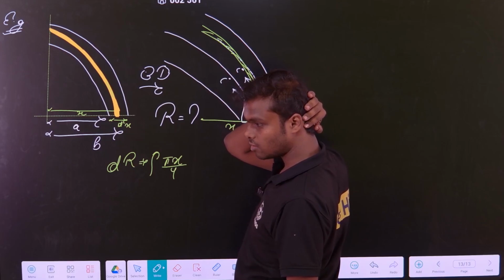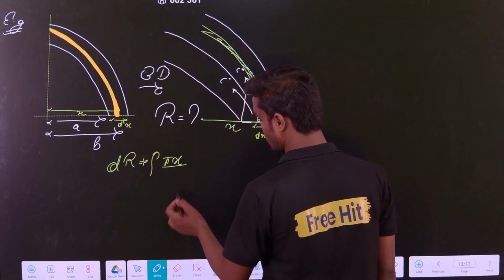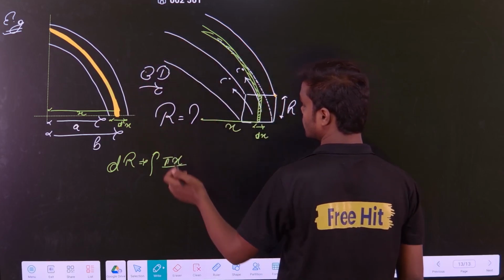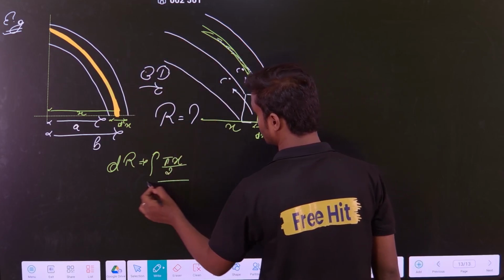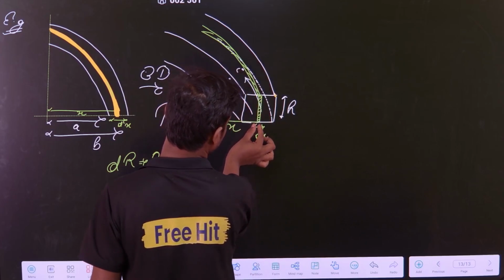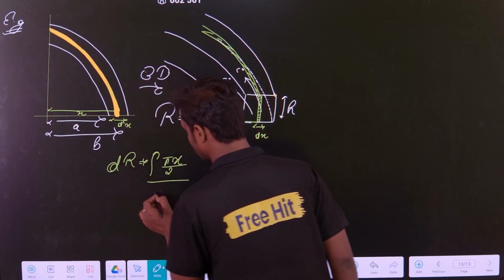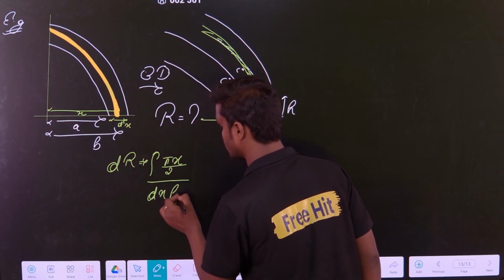Pi x by, sorry, not pi x by 4, it is pi x by 2, because 2 pi x is the total length. So 1 by 4 will be pi x by 2. Now what is the area? If you will see the area, this is my dx and that is my height h.